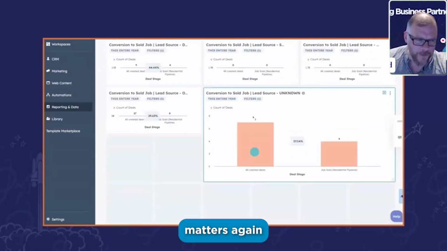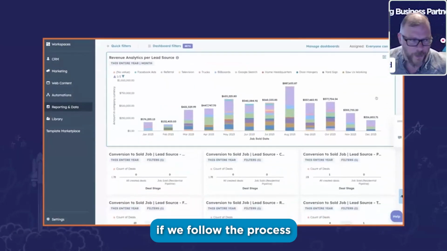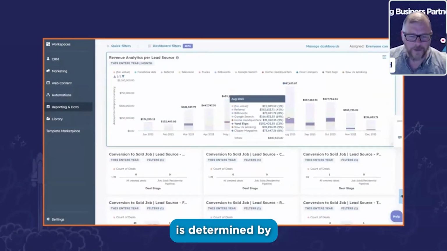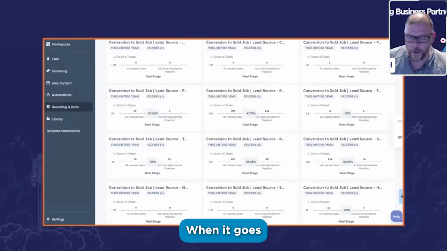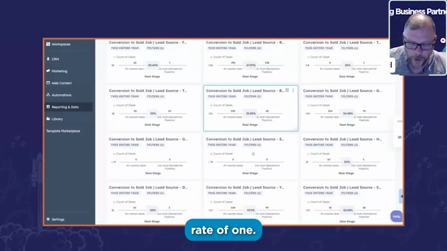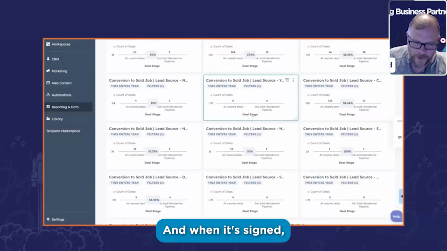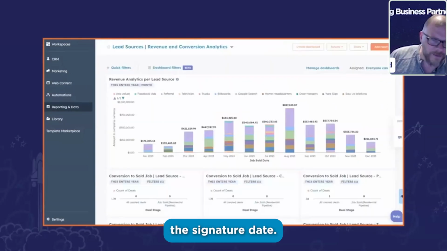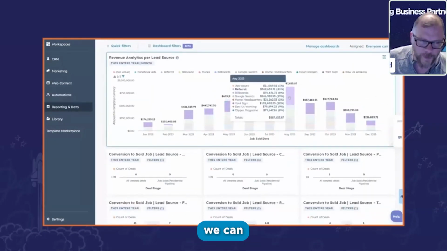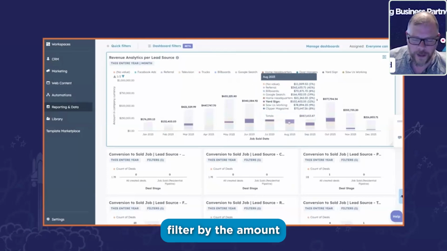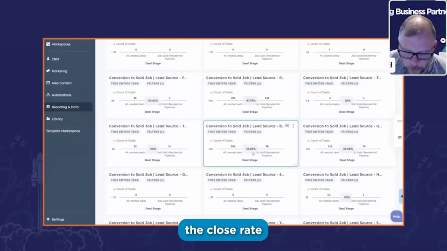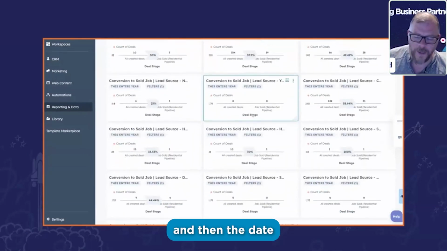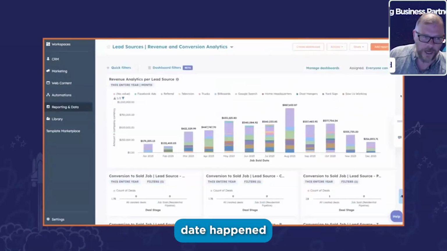Now, this only matters, again, if we follow the process, because the close rate is determined by this: this deal has a close rate of 0. When it goes to this stage, it has a close rate of 1. And when it's signed, the Sumo quote sends back the signature date. So then we can filter by the amount that's put in from Sumo quote, the close rate moving from 0 to 1, and then the date when that sold date happened.